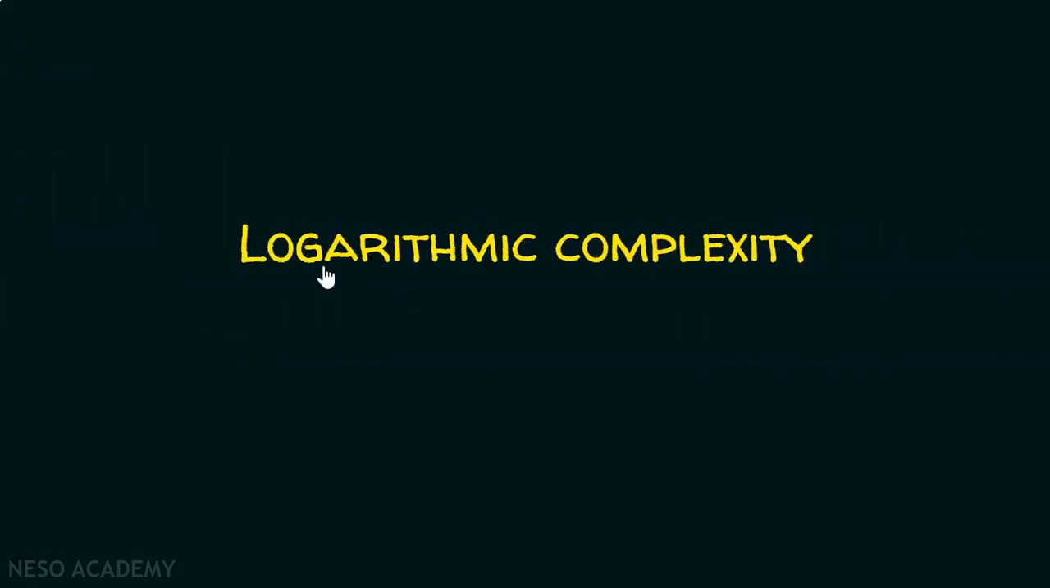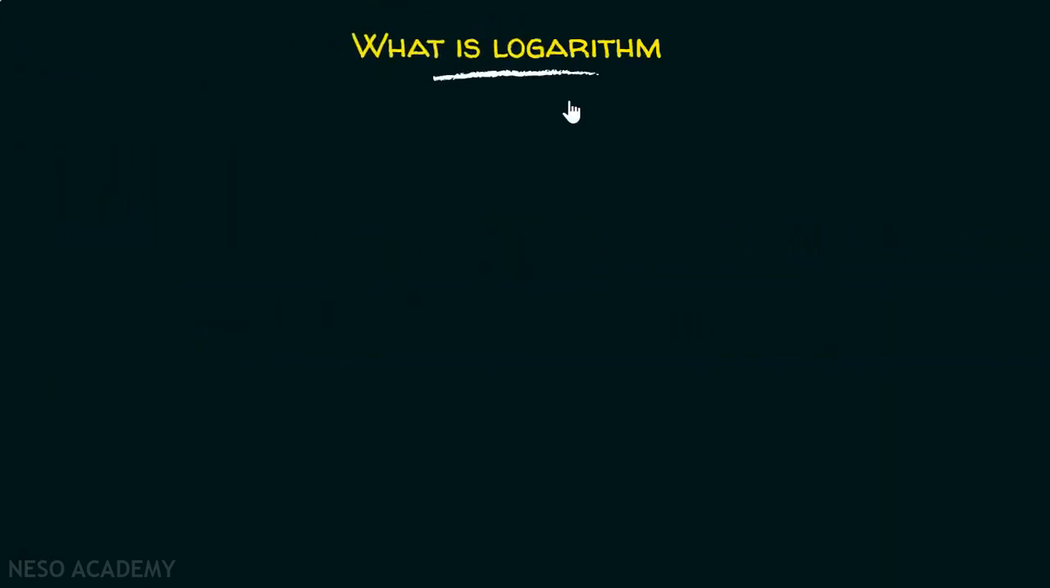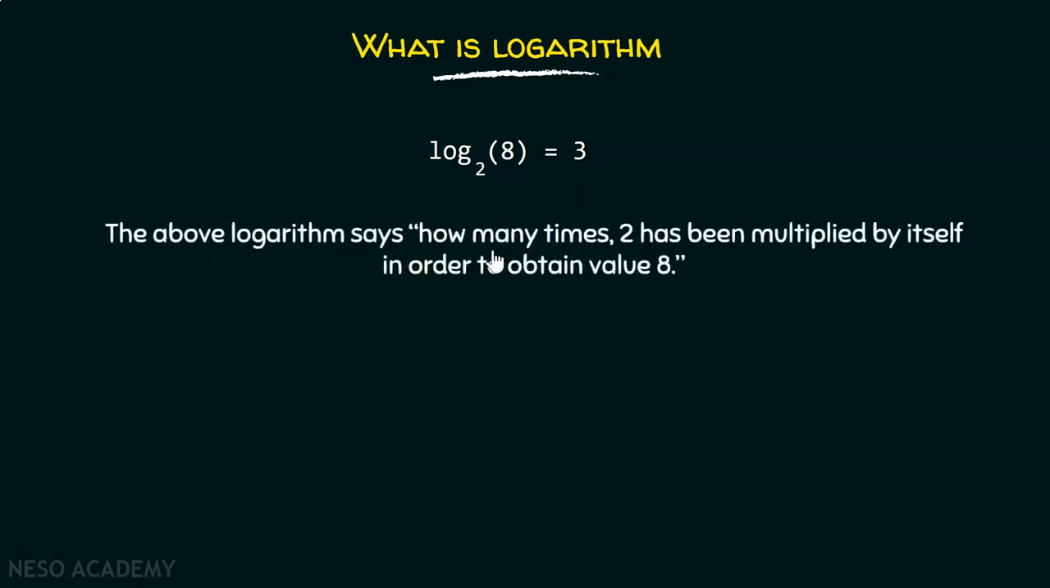Now the next guideline, that is about logarithmic complexity. What is a logarithm, by the way? Let's take this example and try to understand the meaning of a logarithm. What does this statement say? The above logarithm says how many times 2 has been multiplied by itself. I'm talking about this 2. How many times has 2 been multiplied by itself in order to obtain the value 8? 2 has been multiplied 3 times, right? 2 into 2 into 2 is 8. So 2 has been multiplied 3 times. That is why log 8 base 2 is 3. So this is the meaning of a logarithm. It always gives how many times a particular base has been multiplied by itself in order to obtain the value under consideration. So the answer is 3.